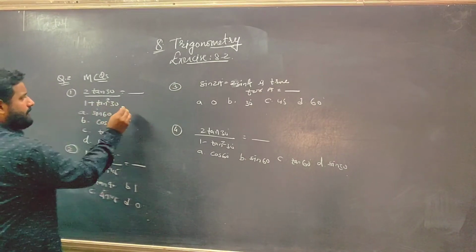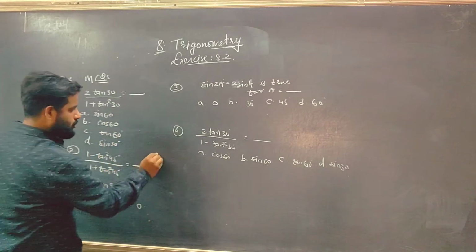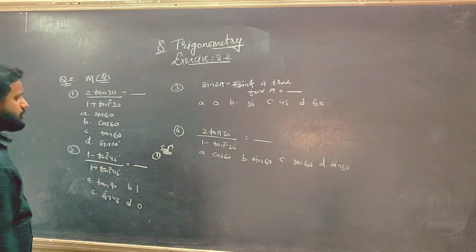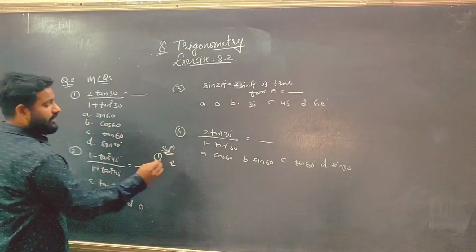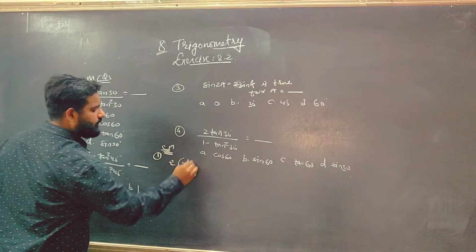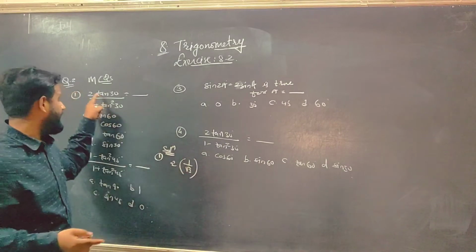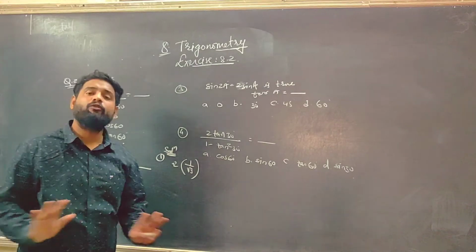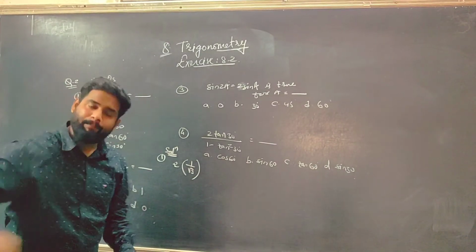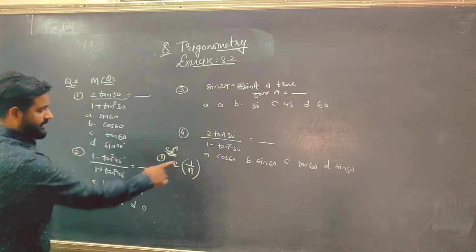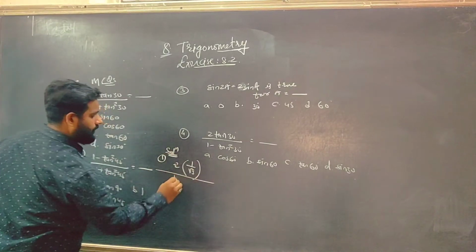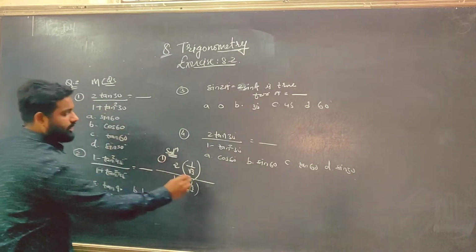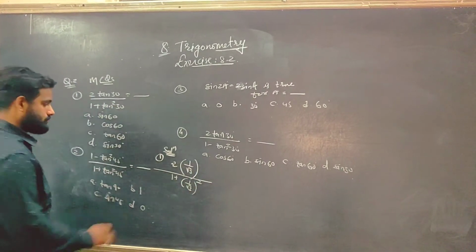I am giving the solution here. First solution. 2 tan 30. From the table, you have to get the value that tan 30 is 1 by root 3. The table I have already explained to you. You don't have to cram it. You must know how to make that table. So 2 tan 30 is 1 by root 3 upon 1 plus 1 by root 3. That is the value of tan 30, but here the square is there, so we have to put the square as well.